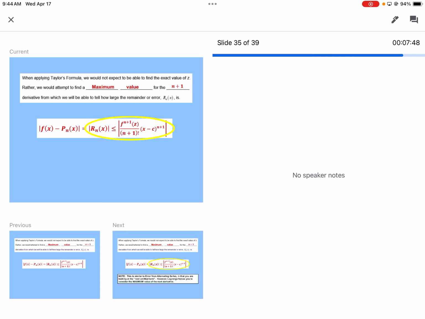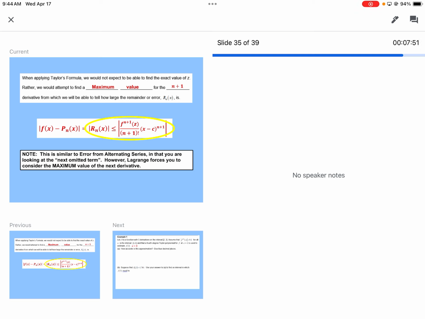All right, so note. This is similar to error from alternating series in that you looked at the next omitted term. However, the big difference is that Lagrange forces you to consider the maximum value of the next derivative. That's really the only piece of this that is very different than the alternating series. Really, that's it. Okay? Now, within this lesson, there is some built-in practice over other things that we have been doing so that we can get the feel of free response where you find part 1, find the Maclaurin series, part 2, find this, and so on. So just know that we're kind of reviewing stuff as we go throughout this lesson too.